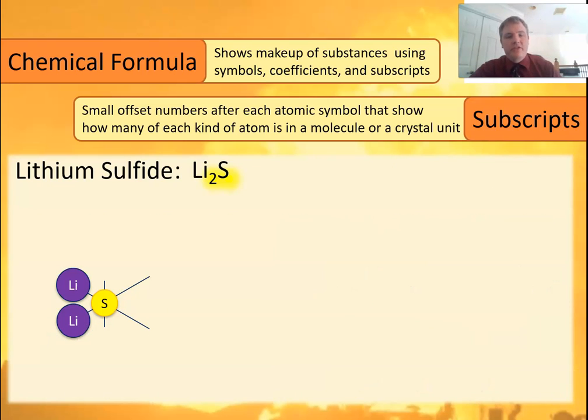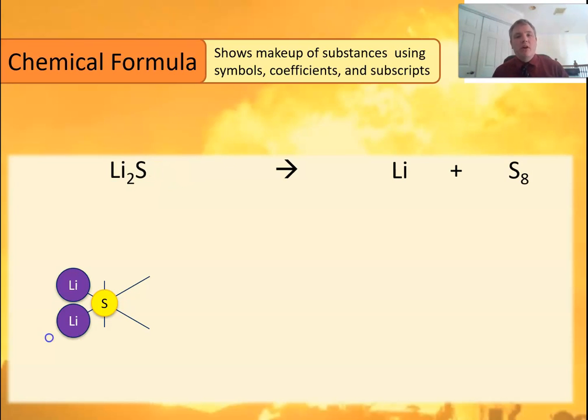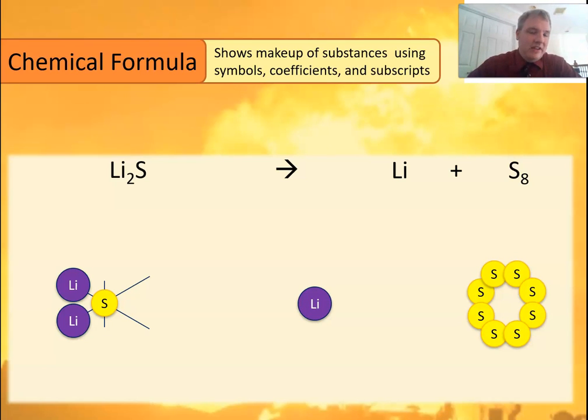However, I am going to start off with just 1 unit of this to make sense of the chemical equation that I'm going to write based on this. So here I have just 1 unit of Li2S. But again, remember, what this is really telling me is that in my crystal, I have 2 lithium atoms for every sulfur atom. We're actually going to decompose lithium sulfide to make lithium metal and sulfur. And what's that going to look like? Well, lithium metal is just lithium atoms bonded together in a metallic way. So I'm just going to draw 1 lithium atom for now. And sulfur makes molecules that are rings of 8 sulfur atoms, S8.